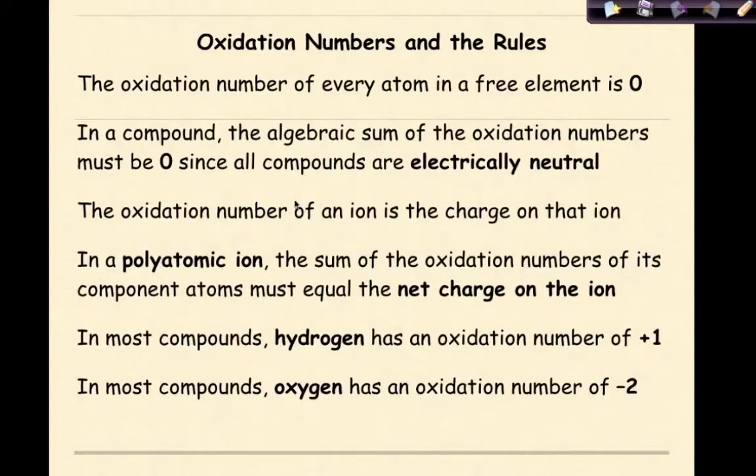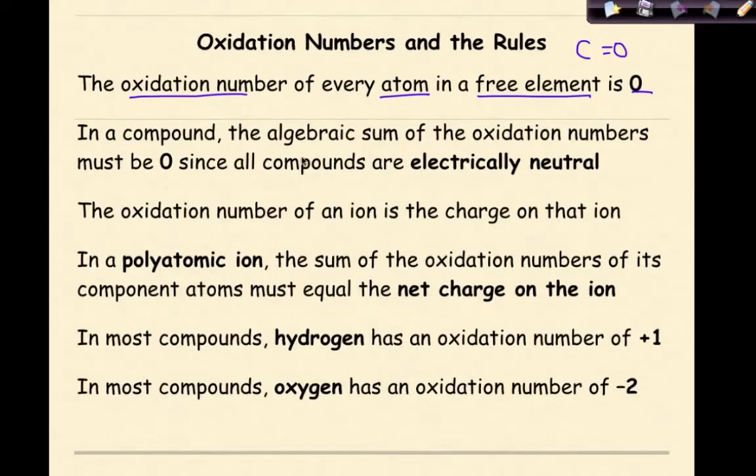So the first rule that you need to know is that the oxidation number of every atom in a free element is 0. So in other words, if I said to you, well, what's the oxidation number of pure carbon? Well, carbon by itself would be 0, or sodium by itself, 0. This also applies to the diatomics. Diatomics are considered free elements, so they'd also be 0.